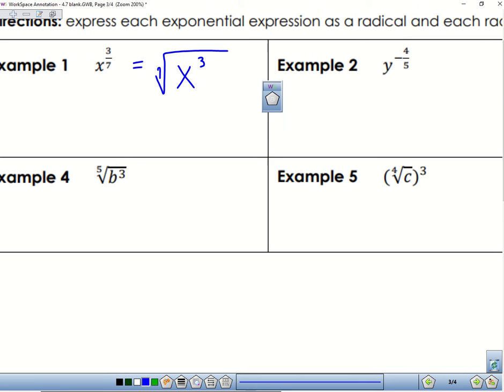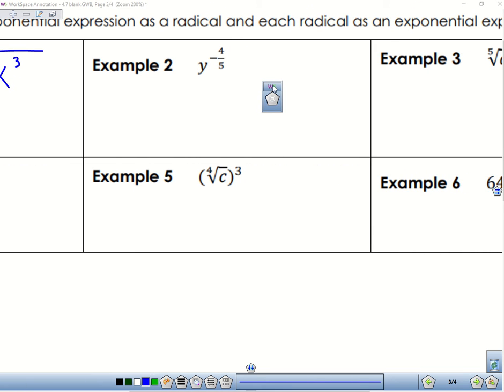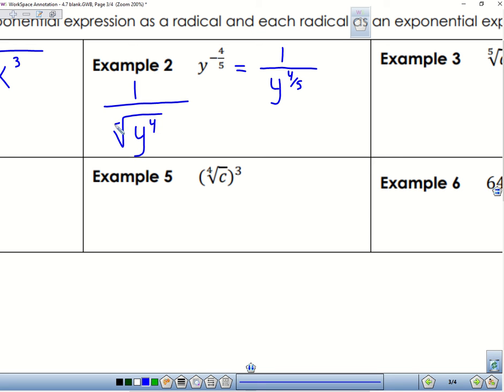All right, let's go ahead and look at number 2. So on number 2, what do you notice about the exponent? It's negative. So does anybody remember how to get rid of a negative exponent? You put it in the denominator. So now it's a positive exponent. So then from here we can now convert it to a radical. So we do our radical symbol. It's going to be the 5th root of y to the 4th power.